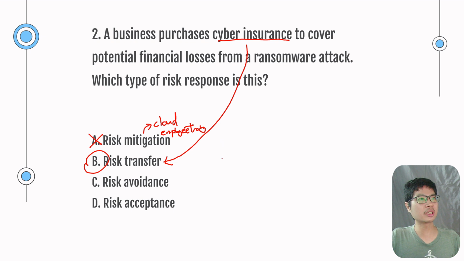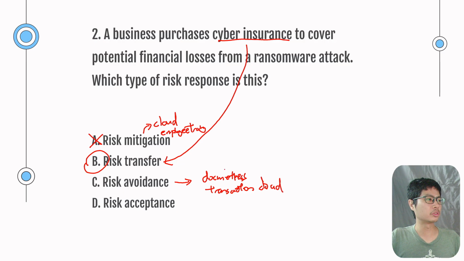We can't really avoid the risk that comes from a ransomware attack unless we go documentless, where every single transaction is in a system or in the cloud or something like that. And that could possibly be risk transfer as well, because we are outsourcing it to a cloud. But for this case, because it's insurance, it's clear cut risk transfer. And we are also not accepting the risk.